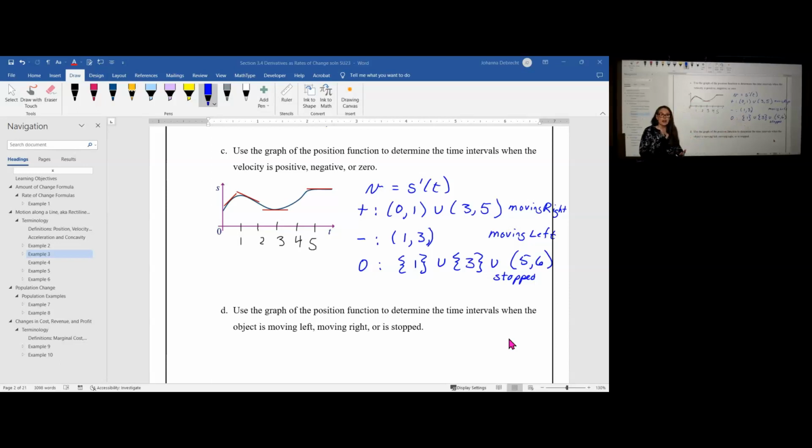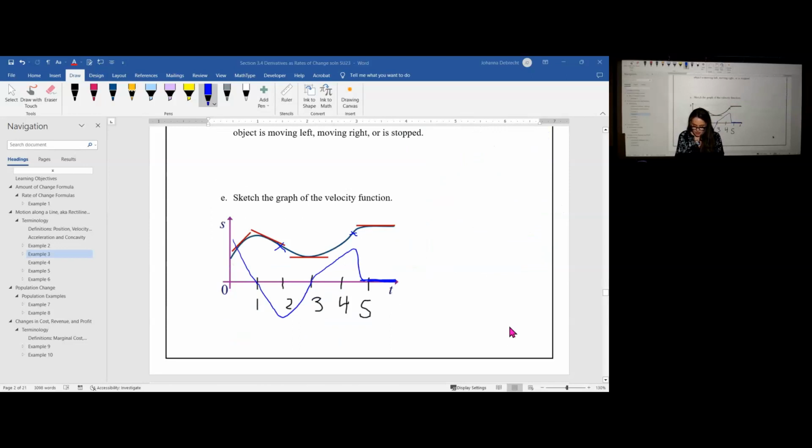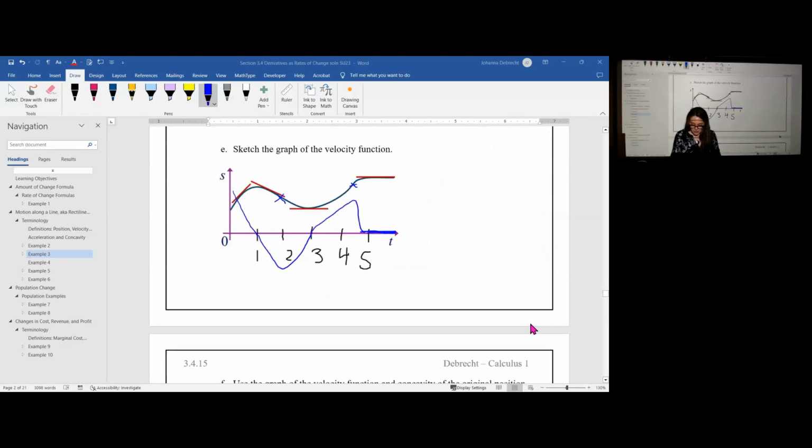Now, when is the velocity negative? Between 1 and 3, and that's it. That's the only time the car or particle is moving left. When is it 0? It's 0 here at 1, and again at 3, and over the interval from 5 out to 6, indicating that at those locations and over the time interval from 5 to 6, the car is actually stopped. Now we want to talk about the graph of the velocity function.